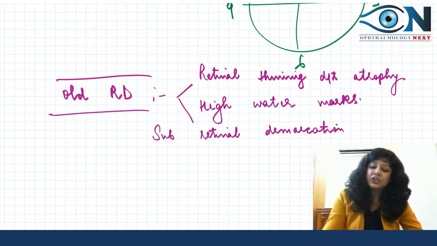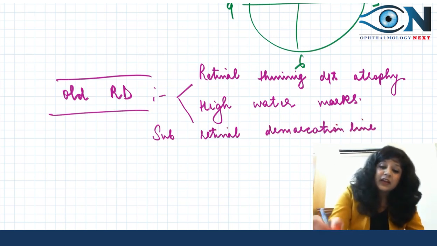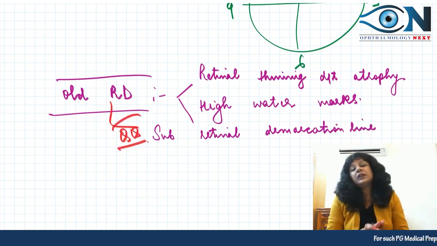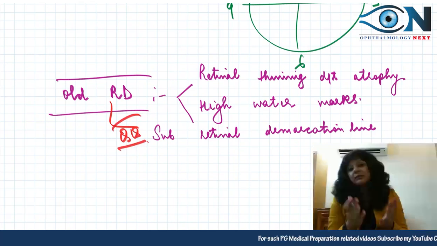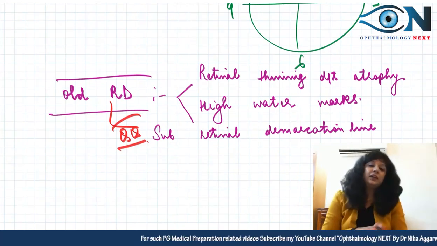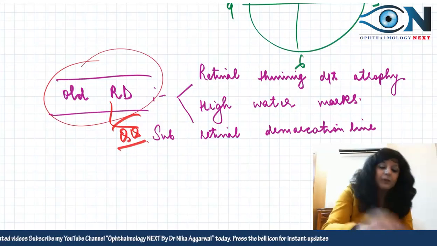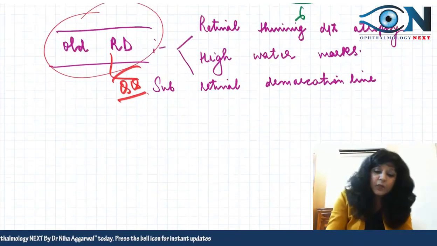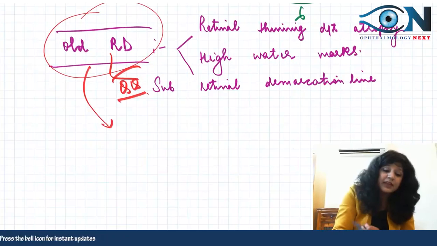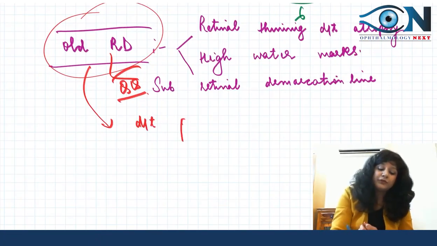Subretinal demarcation line. Now, this is again an important thing for your question: if they say that the high water mark is visible, the subretinal demarcation line is visible, then what are you thinking? We are thinking about an old RD. Now, why is this taking place? This is taking place due to proliferation.